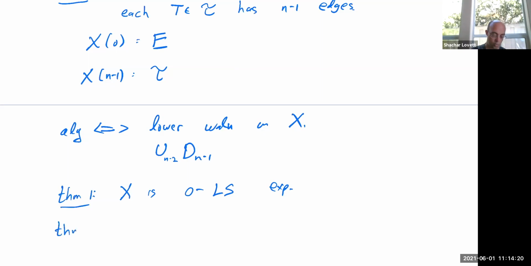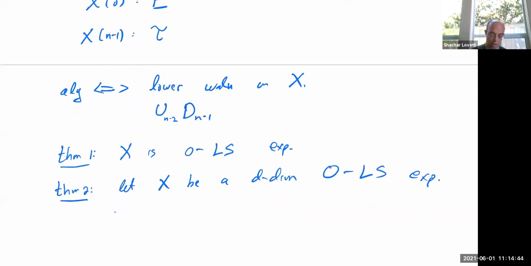And then part 2 said that for any, let's write this way, let X be a d-dimensional 0 local spectral expander, then the second eigenvalue of this walk that we care about, if it's d-dimensional, is going to be more generally that the second eigenvalue of U_{d-1} is at most 1 minus 1 over d.